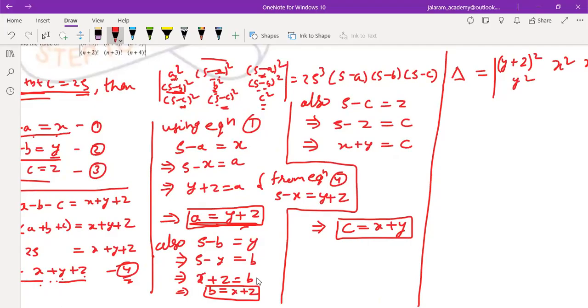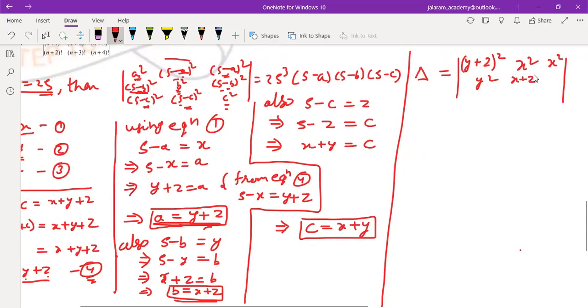Value of b, look at this, value of b will be x plus z. So we write x plus z whole square, and s we have assumed as y. Third row, s minus c is z square, and c is x plus y.